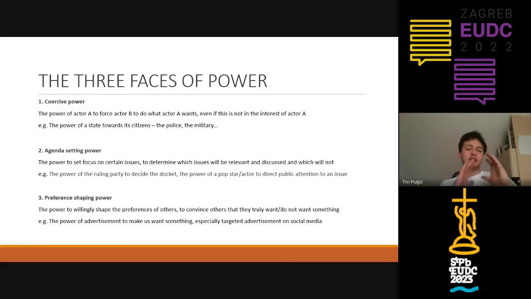But on a general societal level, another good example is the power of, let's say, a pop star or an actor to direct public attention to an issue. So what does this mean? If I'm running an NGO in Croatia that saves kittens, and I go out onto the main square in Zagreb and I yell, save the kittens, people are going to think this is just some crazy cat guy and they're not going to pay attention to me and nobody's going to care about my kittens.